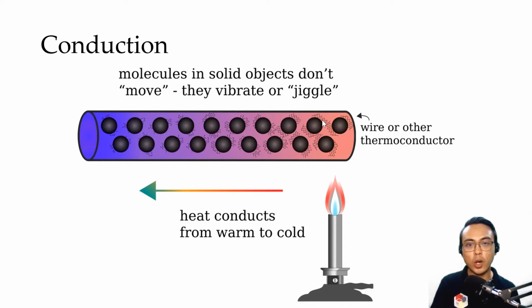Okay? So as you can see in this illustration, the molecules that are directly subjected to heat from this Bunsen burner are vibrating faster than the molecules that are far from the source of heat. So what's happening is that the molecules at higher energy levels are transferring their energy to other molecules, which are then transferred to other molecules, and so on and so forth. So in heat conduction, heat always flows from a higher temperature to a lower temperature.